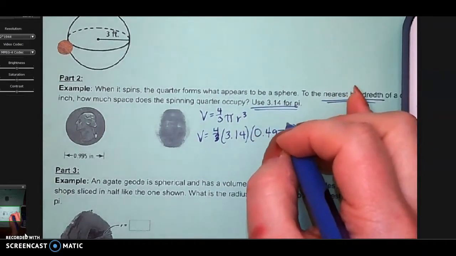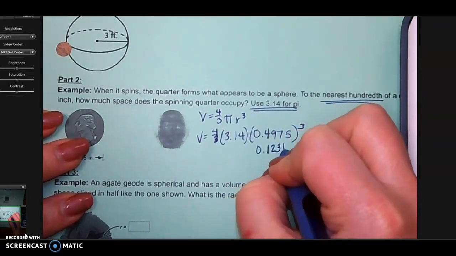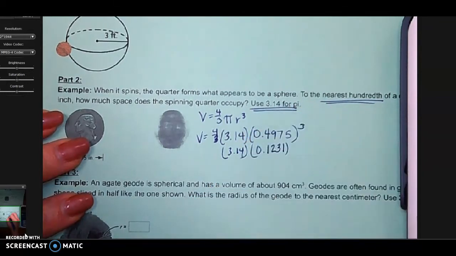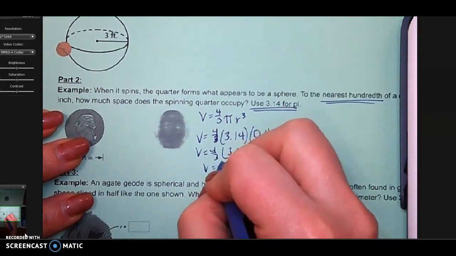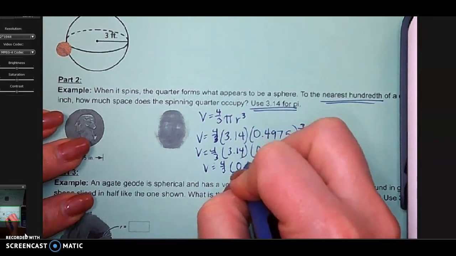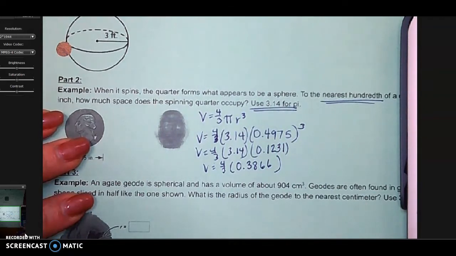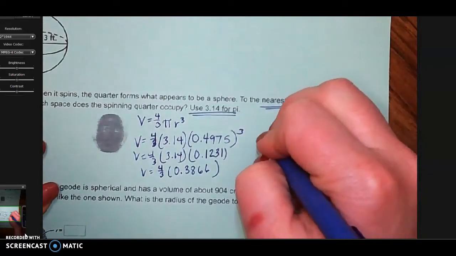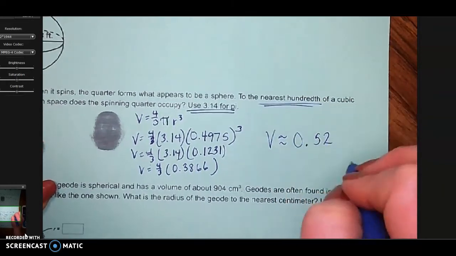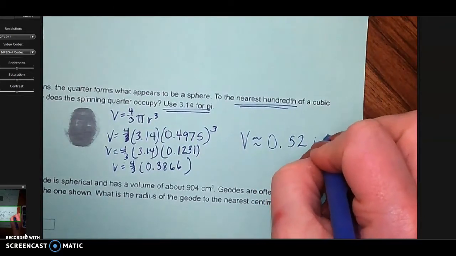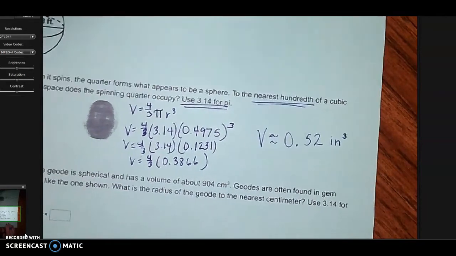And I would get 0.1231. So that times 3.14, or times pi, 0.3866. And I'm going to multiply that times 4 and then divide it by 3. And I'm going to get that my volume is approximately, remember it wanted us to go to the hundredths place, 0.52 inches cubed.